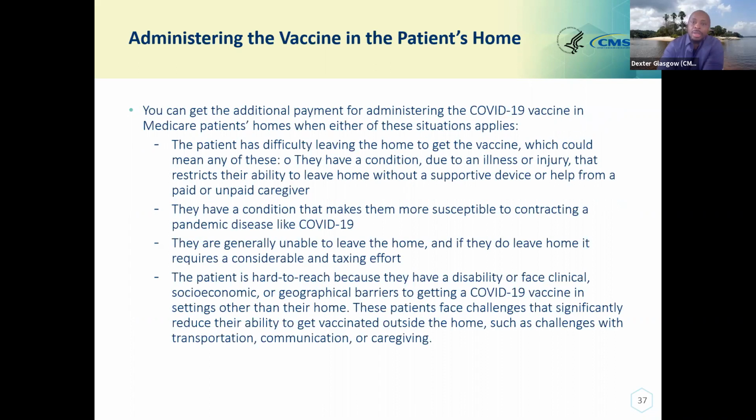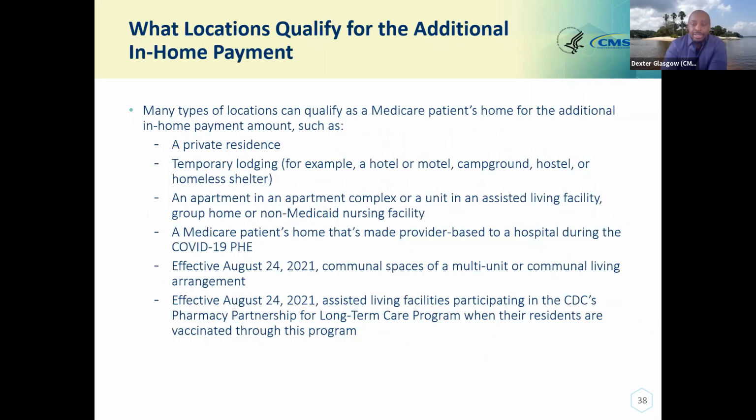We continue to evaluate the needs of Medicare patients and these policies, and we'll address them in the future as needed. Now, unlike the requirements under the Medicare home health benefit, you or another allowed practitioner don't need to certify that the Medicare patient is homebound. But you must document in the patient's medical record their clinical status or the barriers they face to getting the vaccine outside the home.